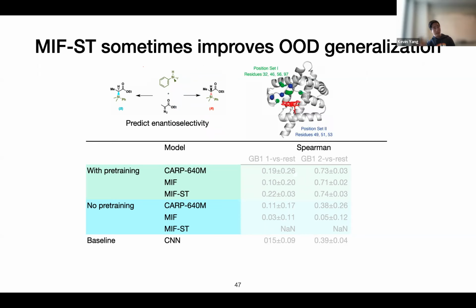And this library contains mutations at 7 positions, but we're going to train on measurements from those 4 sites in green and predict for variants that have mutations at all 7 positions. And we call this the RMA NOD data set after the enzyme. So here, for both CARP and MIF, pre-training doesn't actually seem to help much at all. And if anything, it makes it a little bit worse. But if you have MIF-ST, the pre-training does seem to help a lot.